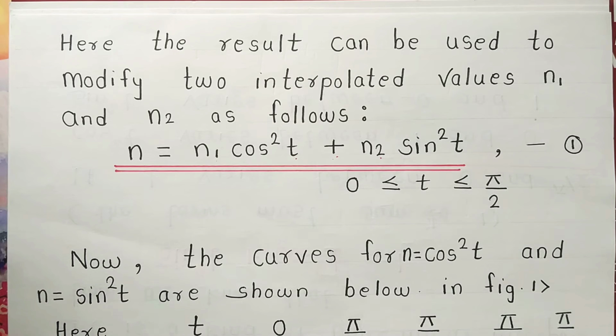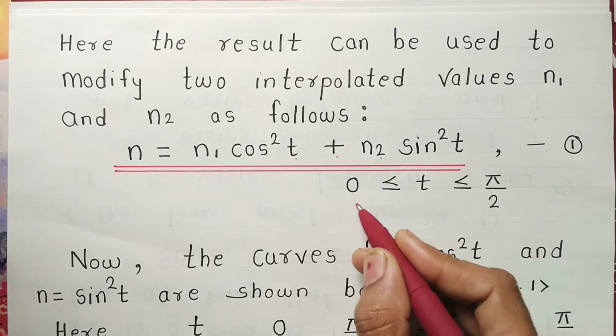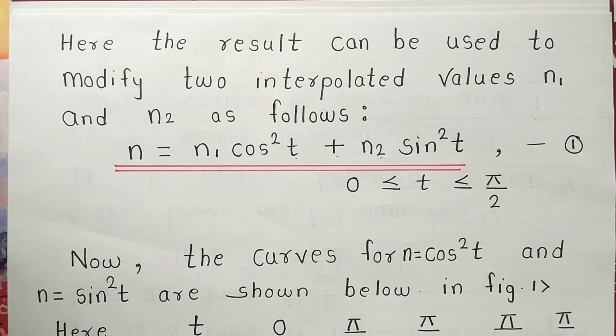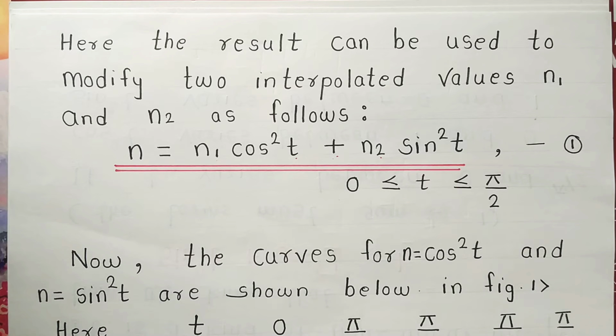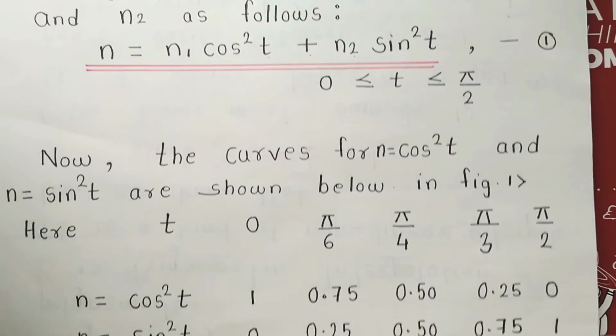So the result can be used to modify two interpolated values n1 and n2 as given below. N is equal to n1 cos square of t plus n2 sin square of t, and the value of the t parameter lies between 0 and pi by 2. Here we first find out the curve for n is equal to cos square of t and n is equal to sin square of t. For that we first draw a table.